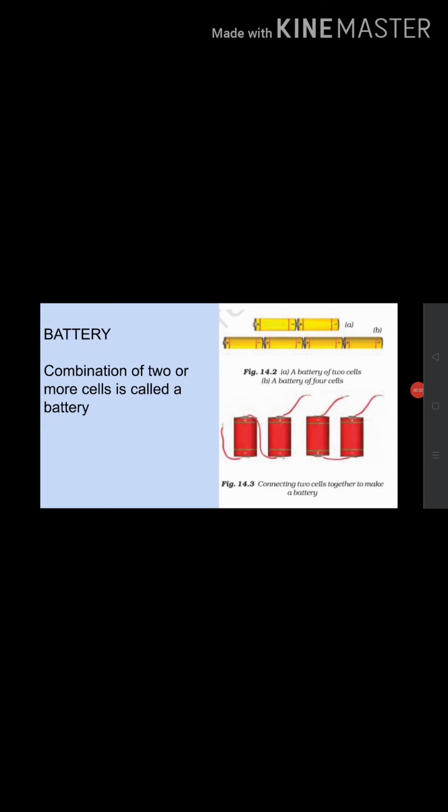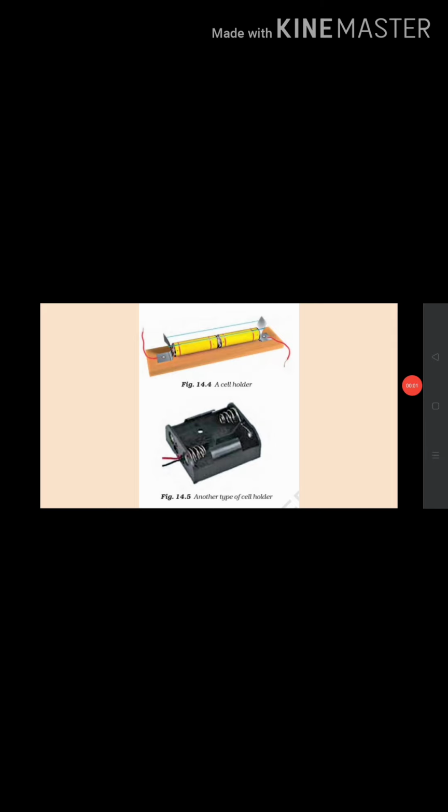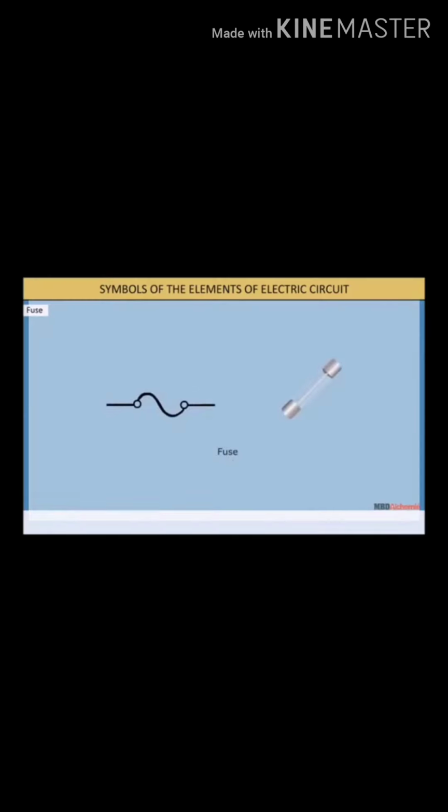Just now you have learned about battery. It's a combination of two or more cells. Here is an example of a battery having four cells connected to each other, and two cells are connected to each other to make this battery. You can make a cell holder as shown in the figure using a wooden block, two iron strips and rubber bands. But you should make sure that the rubber bands hold the metal strips tightly. Next is fuse. It is a safety device in electric circuit.